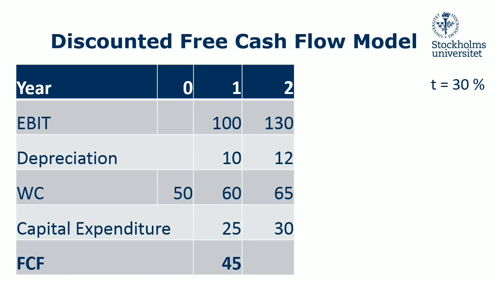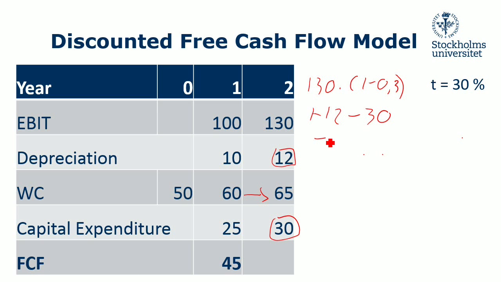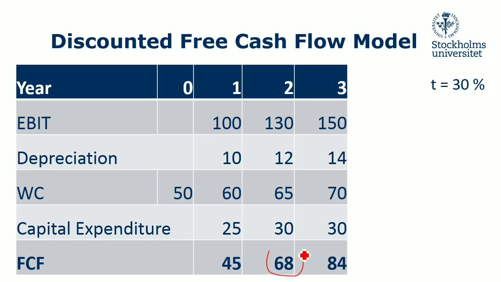And now we go to year 2 and we do the exact same thing. We take 130 times 1 minus the tax of 0.3. We add back the depreciation of 12. We subtract the capital expenditures of 30. And we check the change in working capital, which is an increase of 5. So we take minus 5. And then this will be 68. And then you can do, as a practice at home, you can do it for the 3rd year, and you will find that the free cash flow then is 84.